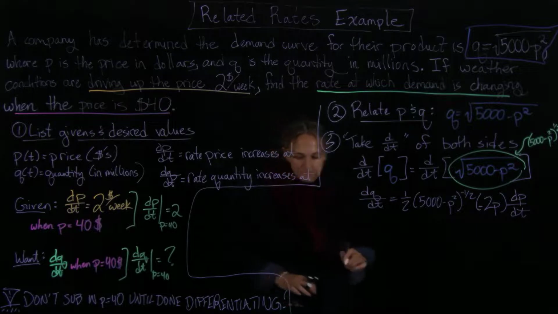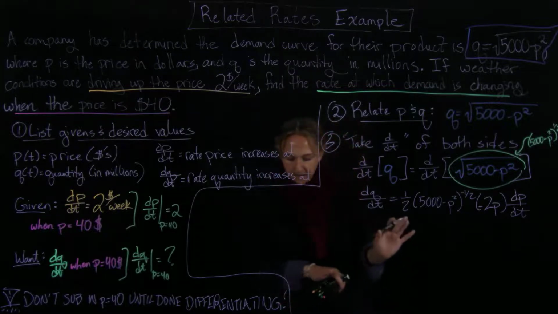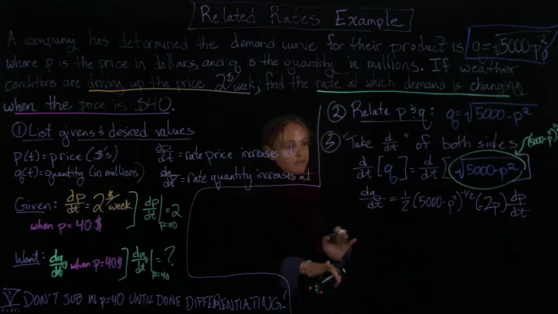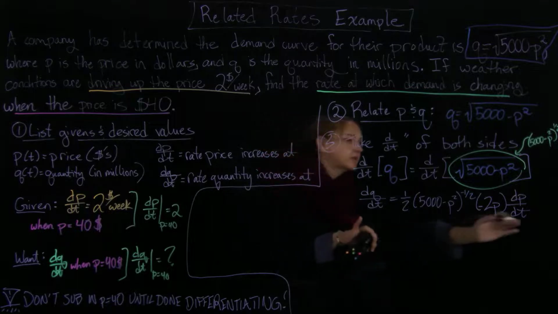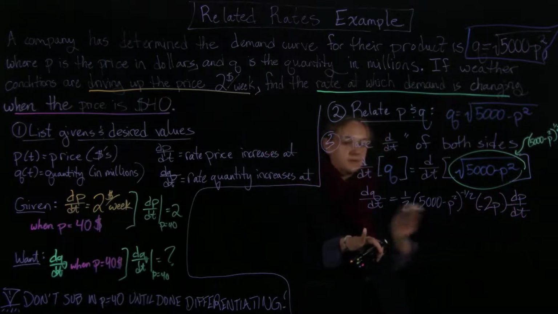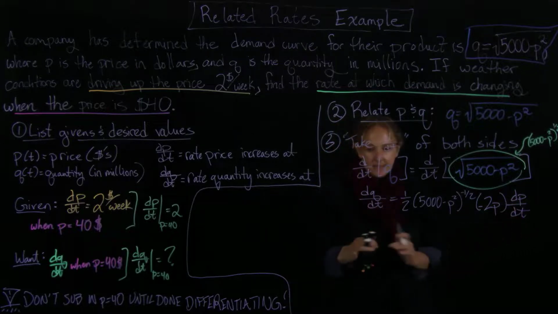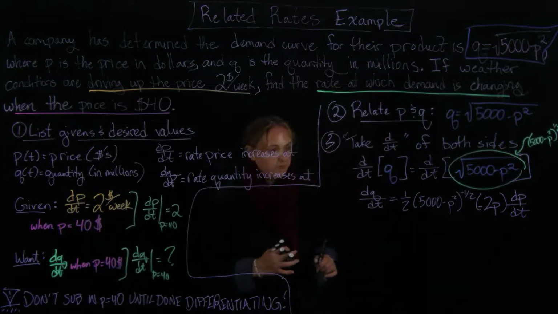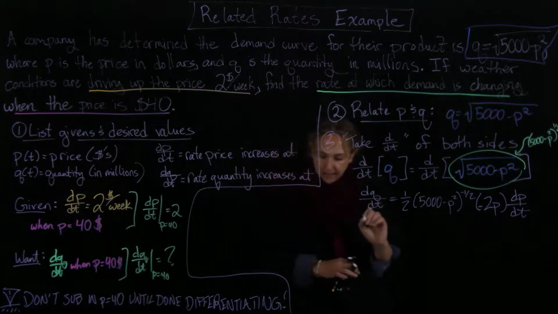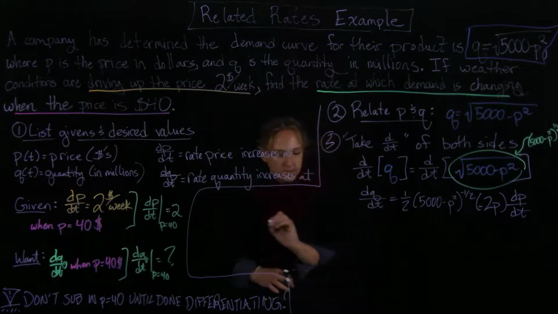So what's going on here is that I can sub back in. Now that I've done all my differentiation, I have this relationship between dq dt, p, and dp dt. So I can sub this in everywhere. So I have that, so step 4.